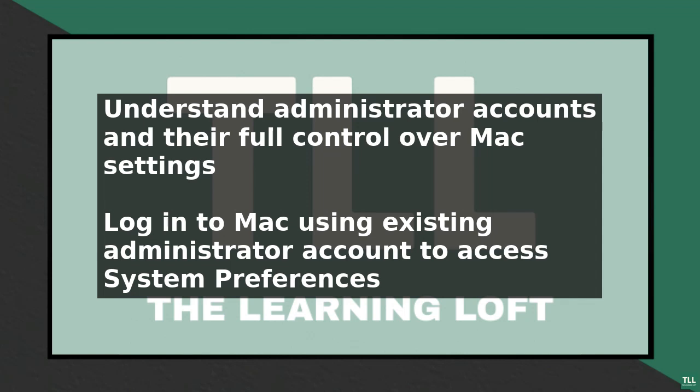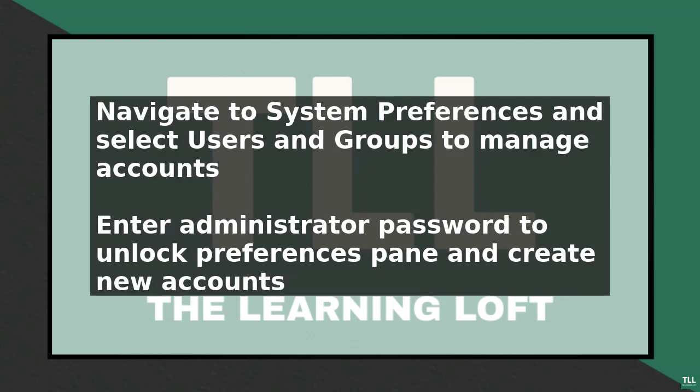Next, navigate to System Preferences by clicking the Apple logo in the top left corner of the screen and selecting System Preferences. From here, select Users and Groups, which is represented by a silhouette icon. You will be prompted to enter your administrator password to unlock the Preferences pane.